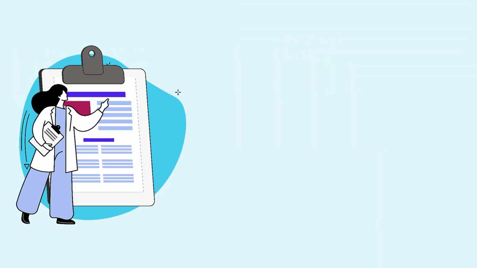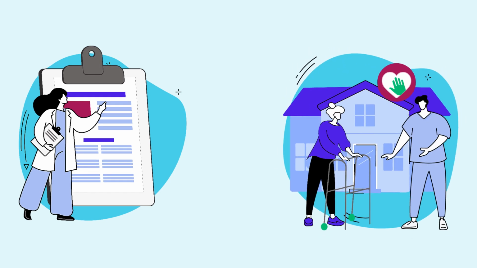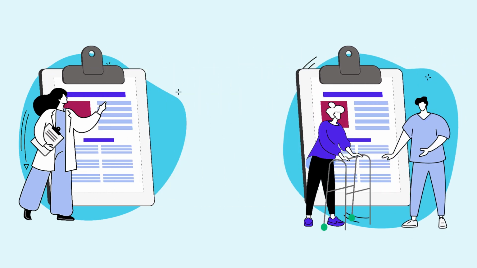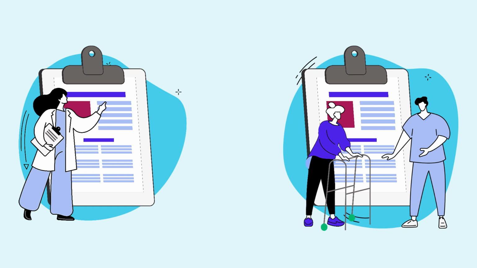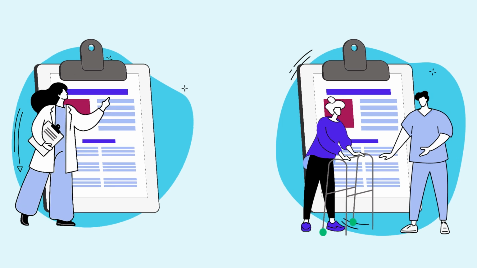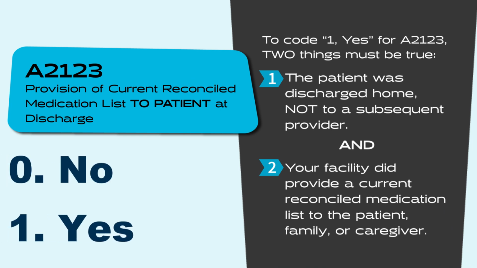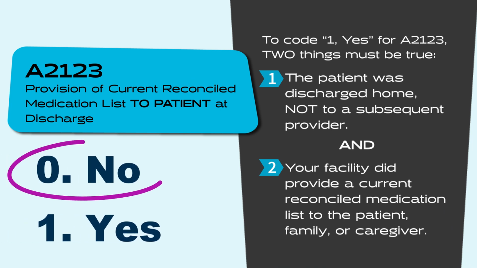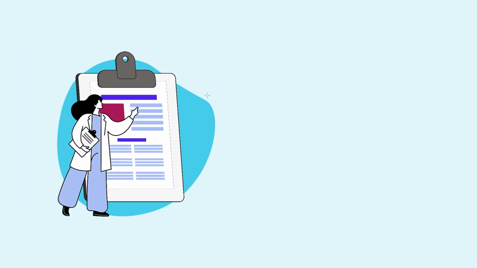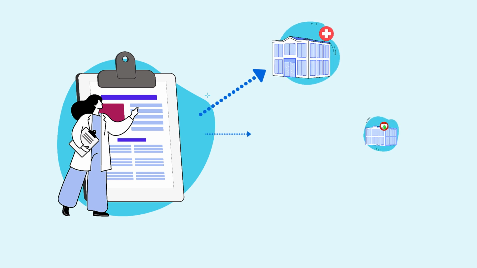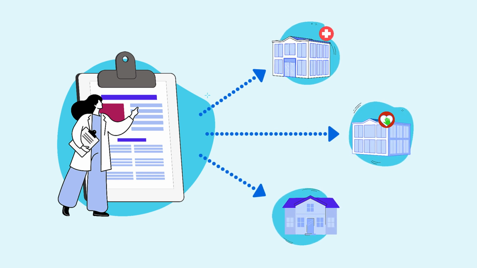If your facility discharges a patient home with home health services and provides the patient with a copy of their current reconciled medication list at discharge, how would you code A2123? You would code 0 no, because even though the patient is going home, they are being discharged to a subsequent provider, home health services. Communication of medication information at discharge is critical to ensure safe and effective transitions from one healthcare setting to another.